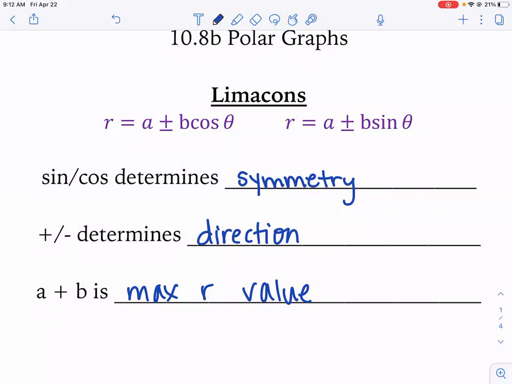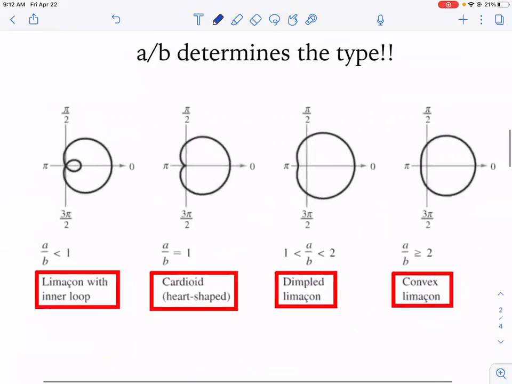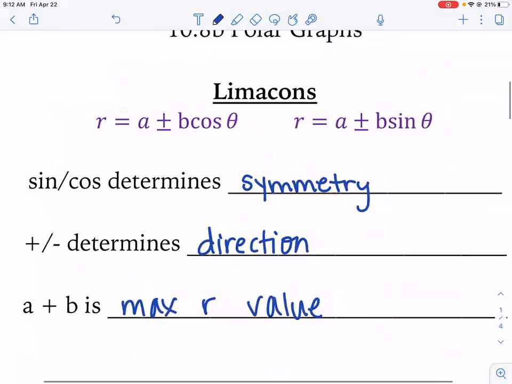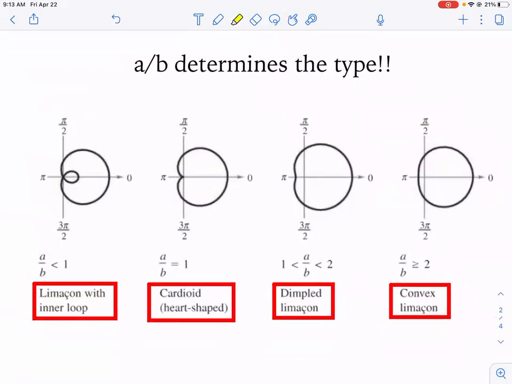Now, was there just like one shape? How many shapes are there? There are 4 different limaçons. This is where it gets exciting. Okay, now first of all, let's keep in mind that A is that first number and B is the second number. It's the coefficient with the sine or cosine. Okay, if we take A divided by B, we determine what kind of type we have.